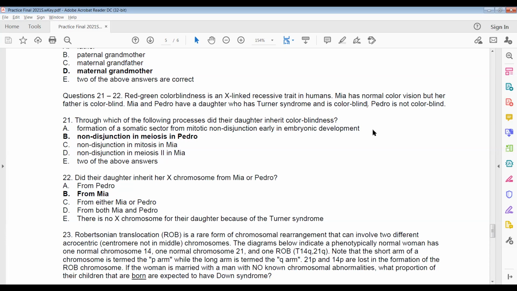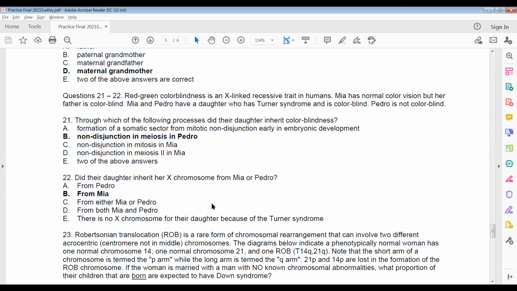So what's the genotype for this single X chromosome? It must be X little b, right? And this X little b must come from where? From Mia, because Pedro, her father, does not carry the capital B. So this answers the second question. Did their daughter inherit her X chromosome from Mia or Pedro? Of course, from Mia.